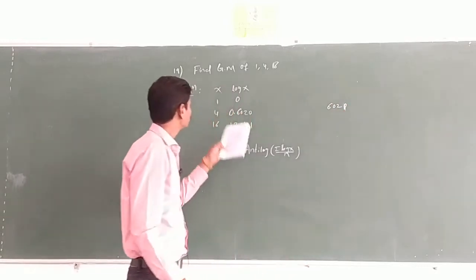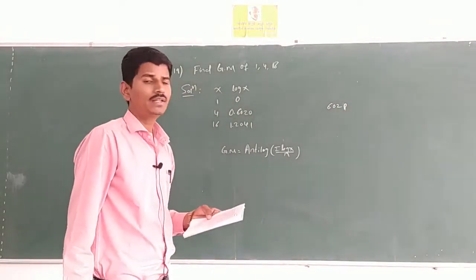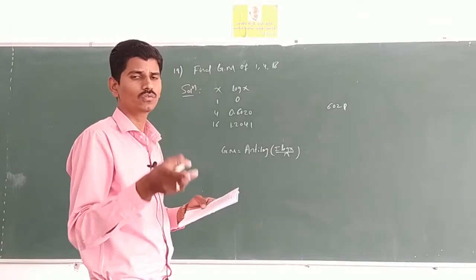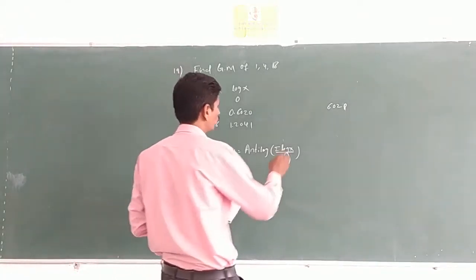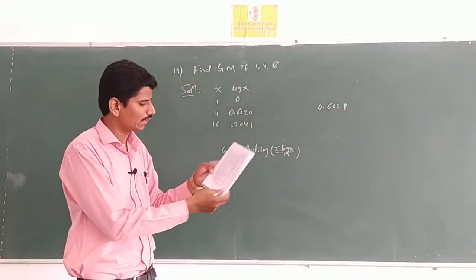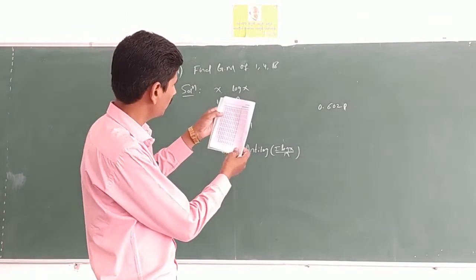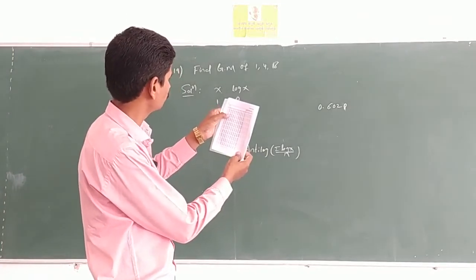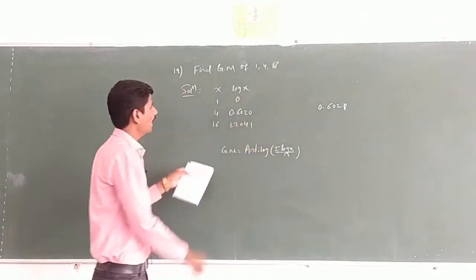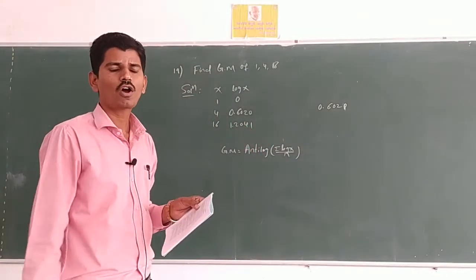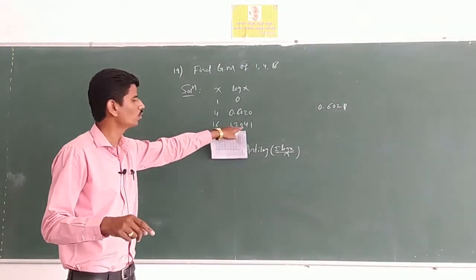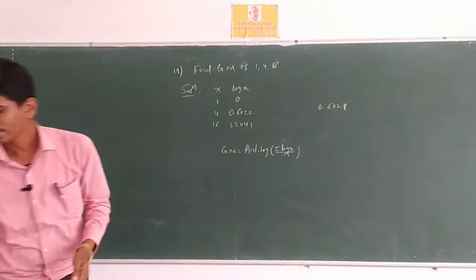Here the number of digits is only 1. In logarithm, the characteristic is the number of digits minus 1. 1 minus 1 is 0, then put 0.6020. The third is log 16, which is 2041. Here the number of digits is 2. In logarithm, number of digits minus 1, 2 minus 1 is 1. Then you have to put 1.2041.